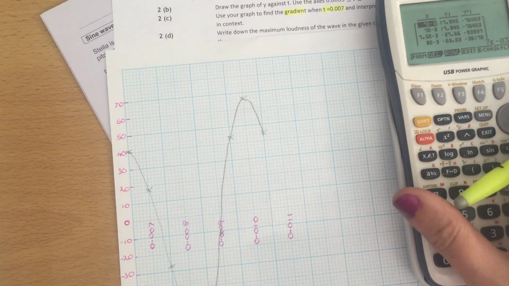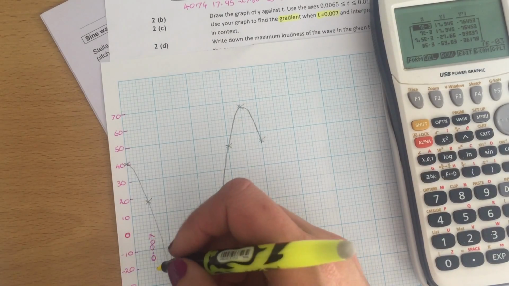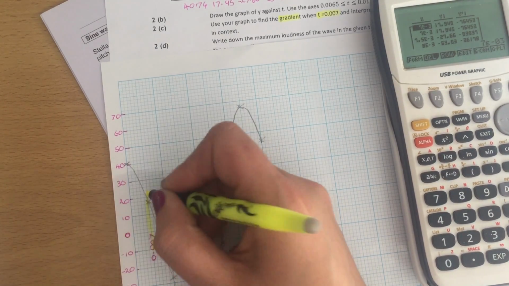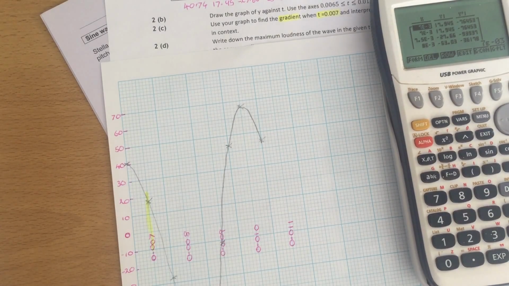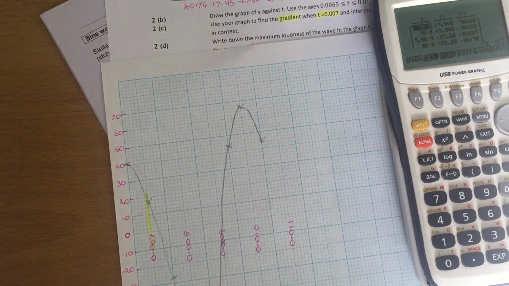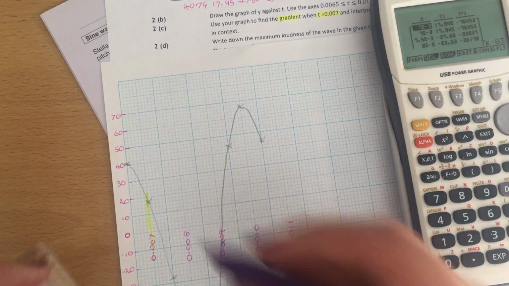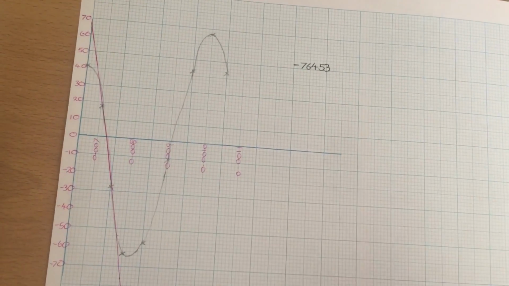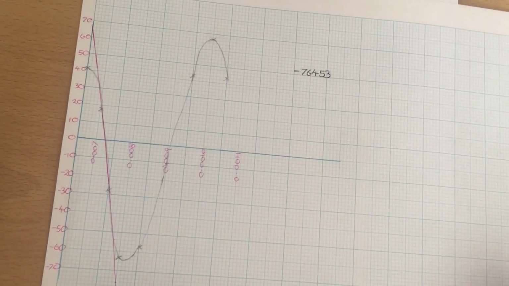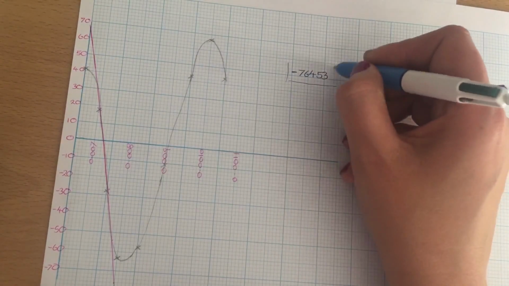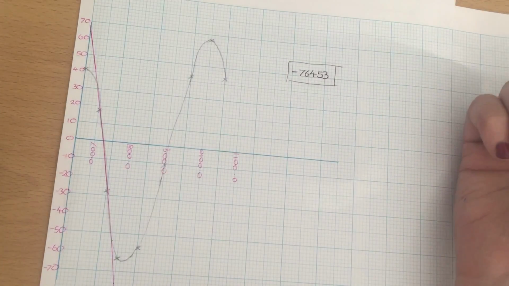So if you come back to your graph, you can find where 0.007 is, then draw a tangent at that point. Tangent is a line, so it will require a ruler or something equally kind of straight. Okay, so looking to find the gradient, we've drawn our line of best fit, and then we've got from our calculator what the gradient actually is.